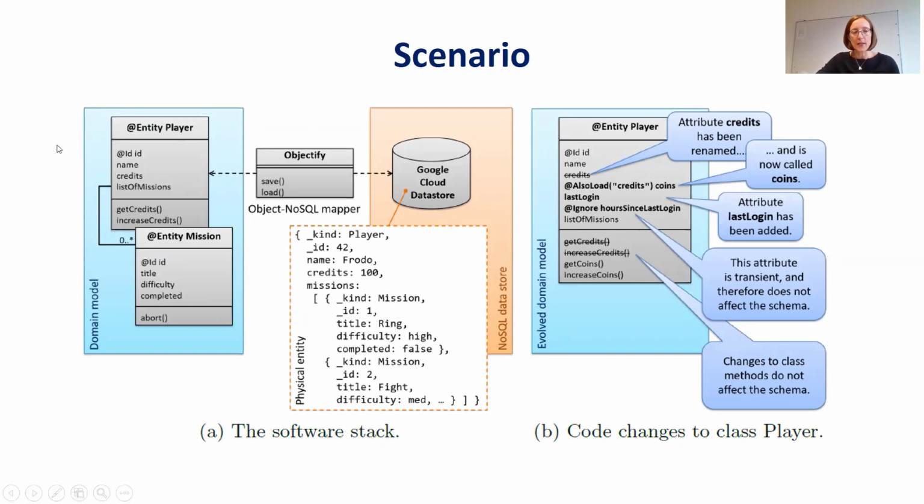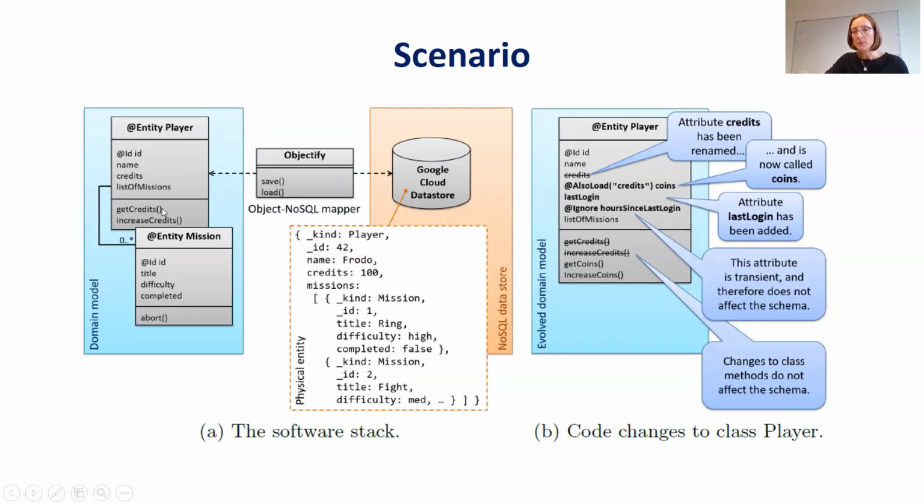We have a domain model. Again, in the online role-playing scenario, that would be a player. Each player has an ID, a name, credits, a list of missions. And this list of missions is a multi-valued attribute, so a collection of missions. Each mission, again, has an ID, a title, some difficulty, and whether the mission is completed or not. There are also class methods, but they are not schema relevant.